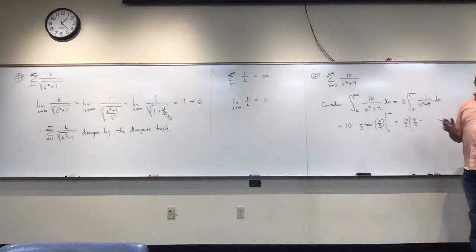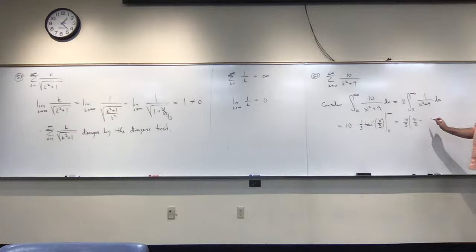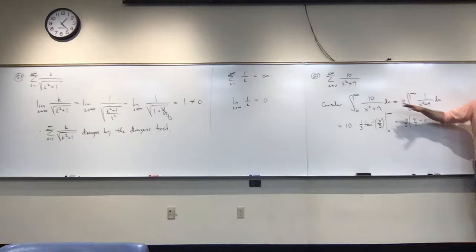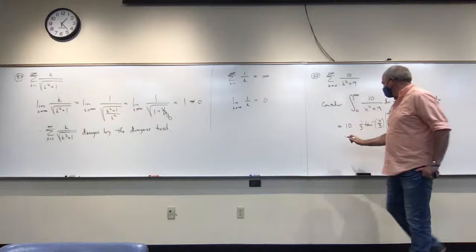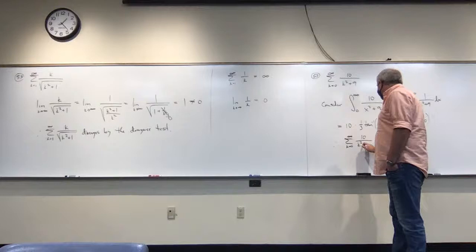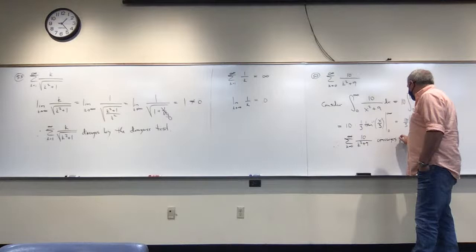What is tan inverse of 0? I believe it is 0. I think tangent of 0 is 0, right? Because it's sine over cosine. Sine of 0 is 0, so tangent of 0 is 0. So it's 0. I don't really care, because right now I see I get a number. So this thing converges. So the integral converges, which means that the infinite series converges. So I can say, therefore, the sum k going from 0 to infinity of 10 over k squared plus 9 converges by the integral test.